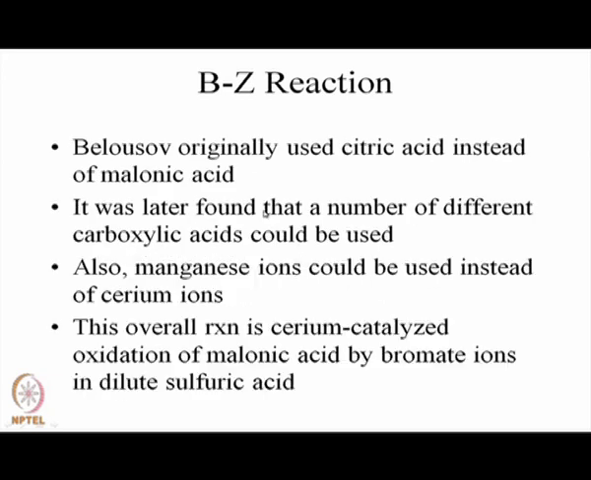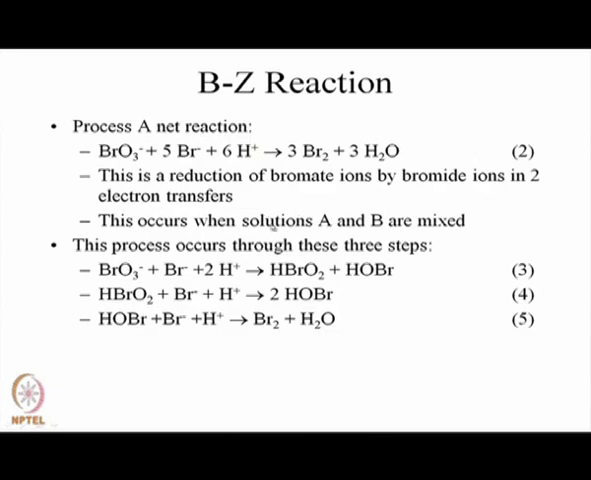Bromate, bromide. Okay. This process occurs through the following 3 steps: bromate, bromide, H plus, HBrO2 plus HOBr, then HBrO2 plus Br minus giving rise to HOBr, HOBr plus Br minus giving rise to Br2 and H2O, all in presence of acid. Okay. So this happens through 3 steps as written over here.